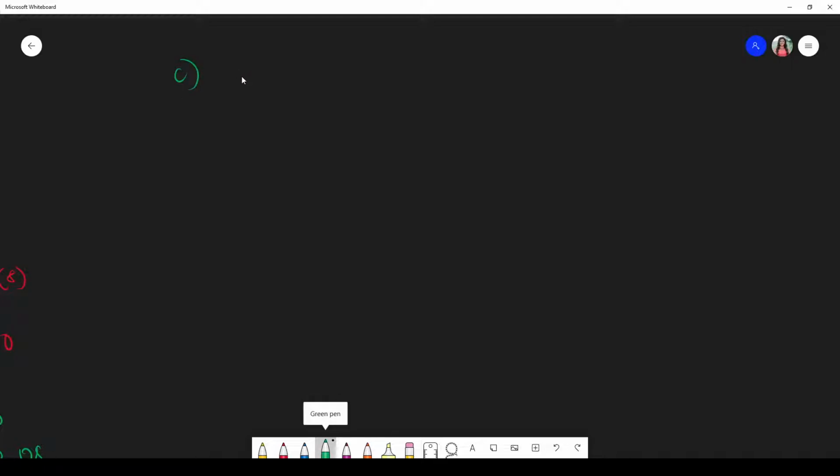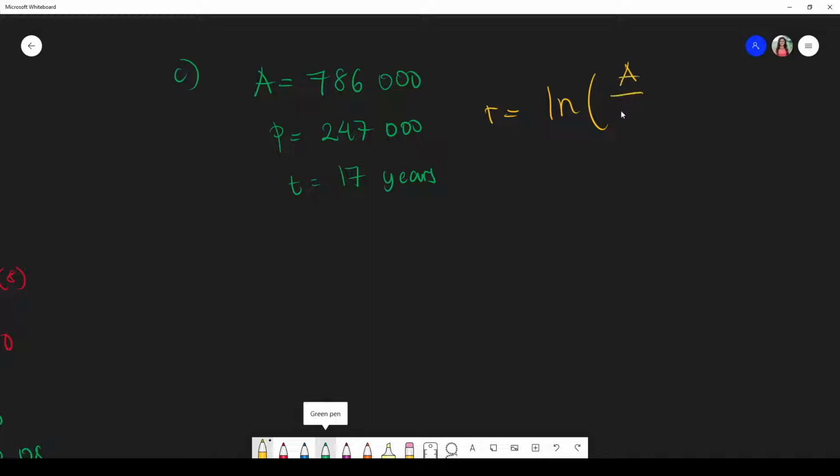So at letter C, we have the given values of A is equal to 786,000, P is equal to 247,000, and T is equal to 17 years. Now, again, our unknown variable is R, right? We only have 4 variables, A, P, R, T. And since R is not given, R is our unknown variable. And how do we solve for R? We solve for R using the formula R equals the natural logarithm of A over P divided by the time. So R is equal to the natural logarithm of A divided by P all over the time.